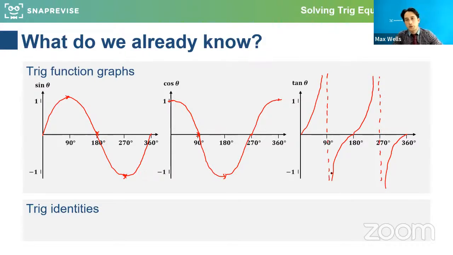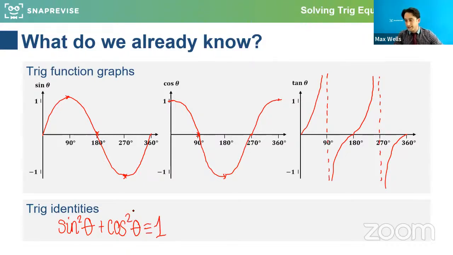There's also a couple of trig identities that you should have met or should meet in year 12. One of which is sine squared theta plus cosine squared theta, which is always identically equal to 1.